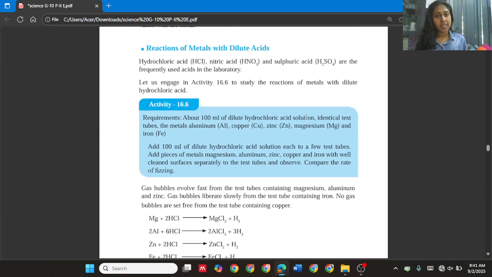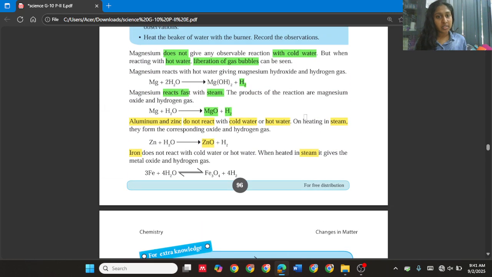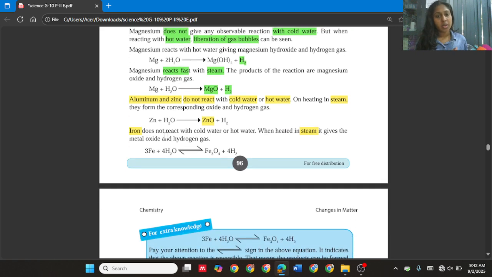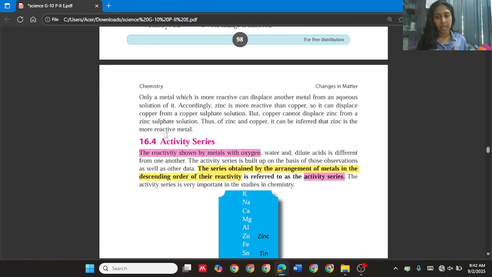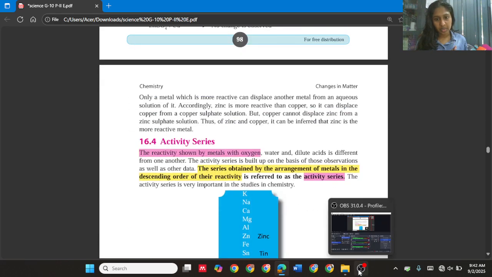And the last ones, which do not react even with cold or hot water but only react with steam, are somewhat less reactive. So they come below in the activity series: aluminium, zinc and iron. Okay, thank you. I'm going to stop here. I'll discuss the other part later.